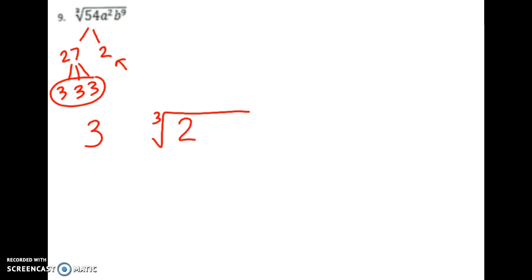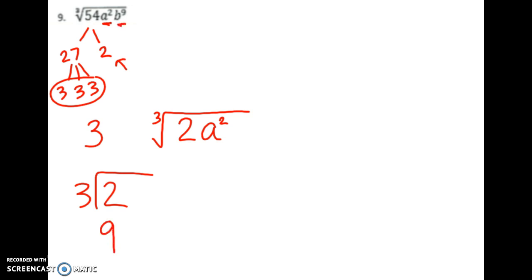So look at our a's here. This is to the 2nd power. So we want to think 2 divided by 3. Does 3 go into 2? No, it doesn't. So since it doesn't, we can't do anything with a's. They have to stay inside. So now we're going to look at the b's.